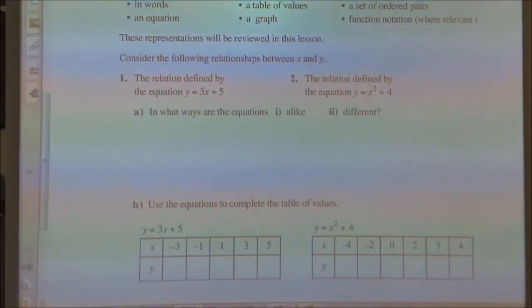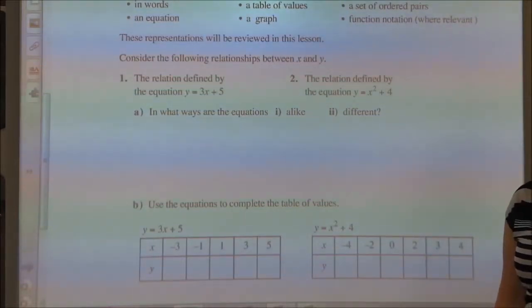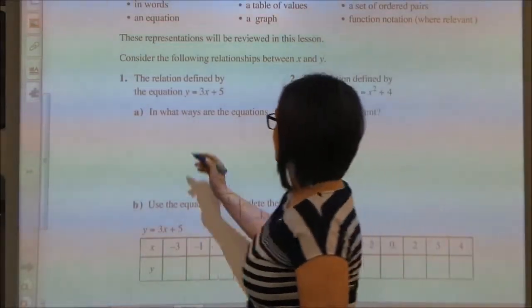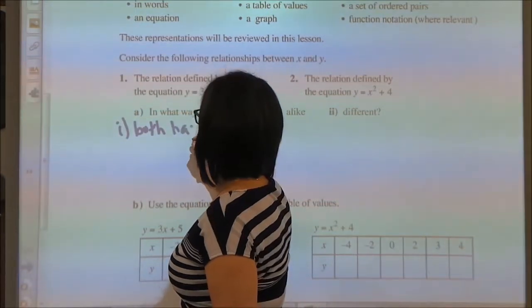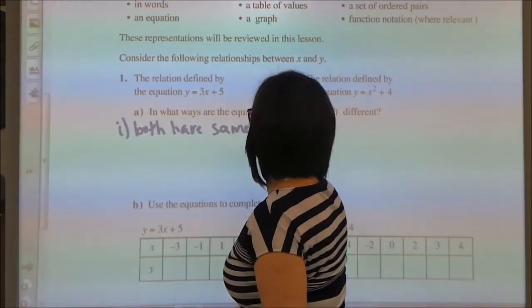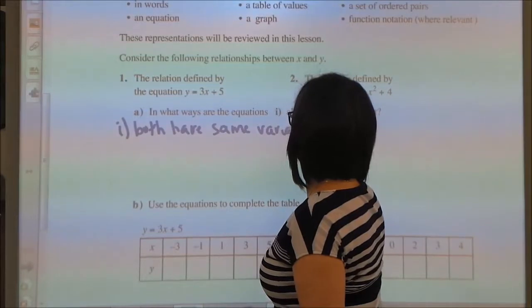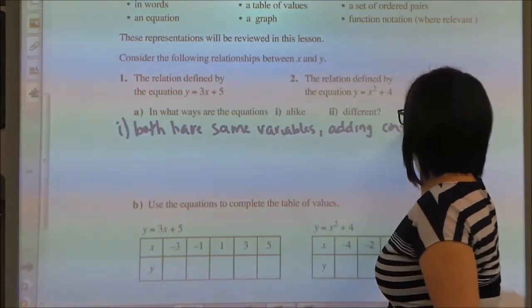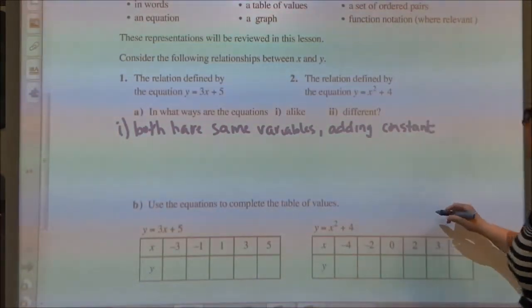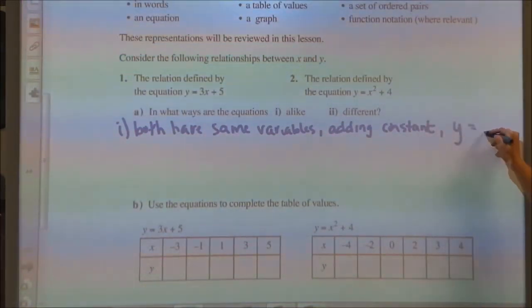They both have an x. What else do they both have? Y. Both have a y. An addition. They have an addition. So they're alike. Both have the same variables. They are both adding a constant. They're both written in a y equals blank form.